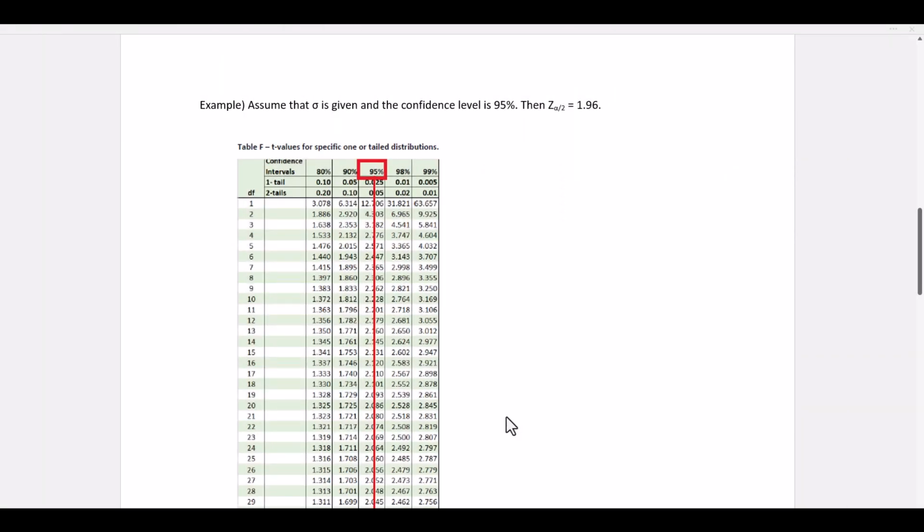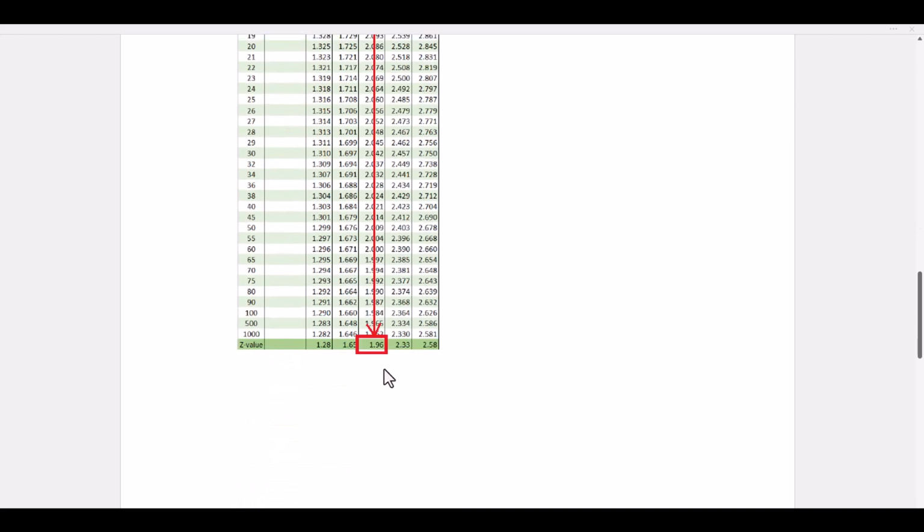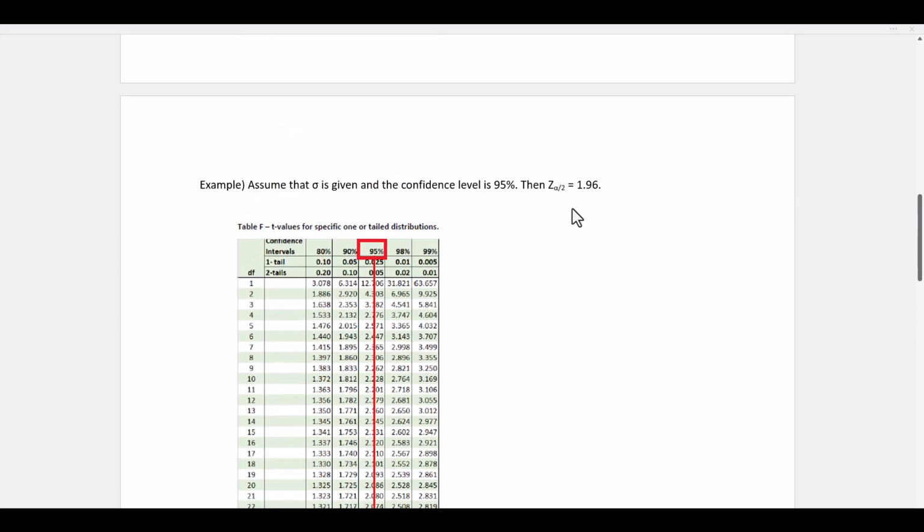Here's an example. Assume that sigma is given and the confidence level is 95%. To find our value, it has to be a z value because sigma is given. We turn to table F, we look for 95%, and we go all the way to the bottom of that column. That's where the z values are located. The value is 1.96. So that is the value we would use in the formula.